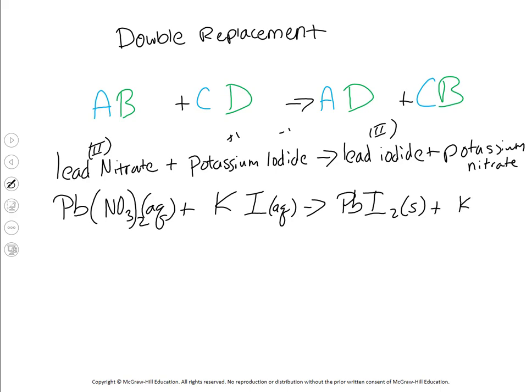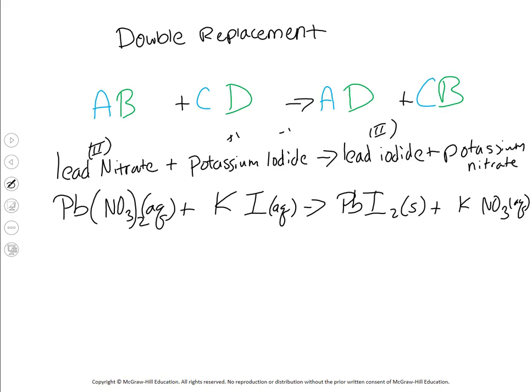Last one, potassium nitrate. Potassium and nitrate, what ratio will those go together in? 1 to 1. Good. Potassium is 1 plus, nitrate's 1 minus, so 1 to 1. What state of matter is that going to be in? Aqueous. Potassium's one of the first rules, soluble no matter what, so that's aqueous.